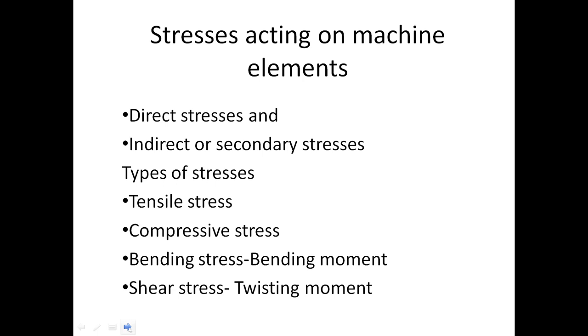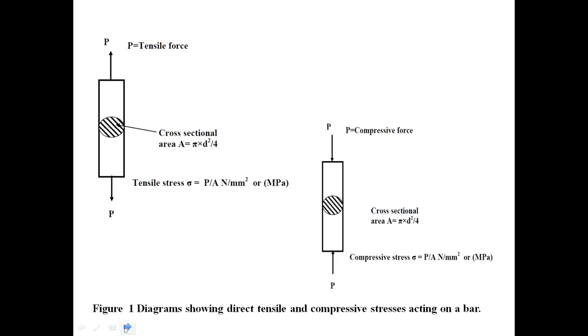Apart from the bending stress, the shear stress is also an important stress component acting on a machine element. These stresses are induced whenever a twisting moment is induced on them. A torque or a twisting moment acting on a machine element such as a static or rotating shaft are subject to shear stresses. I have shown a simple diagram explaining the tensile stress and the compressive stress acting on a circular bar.